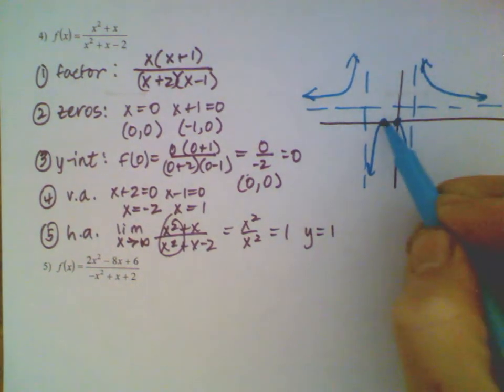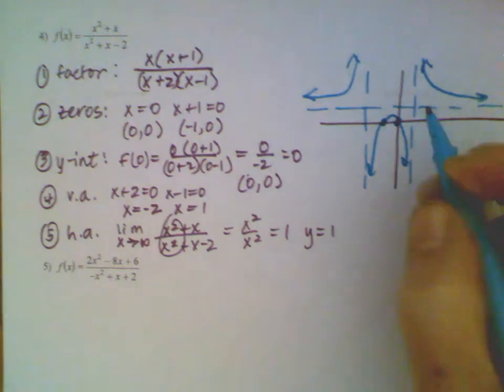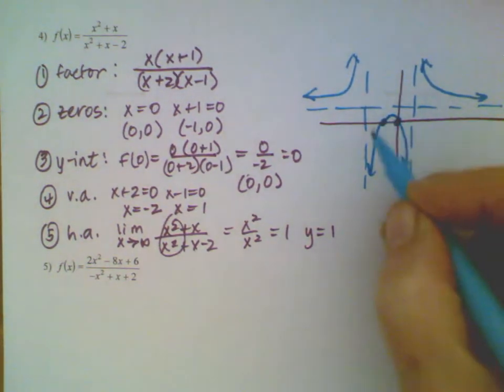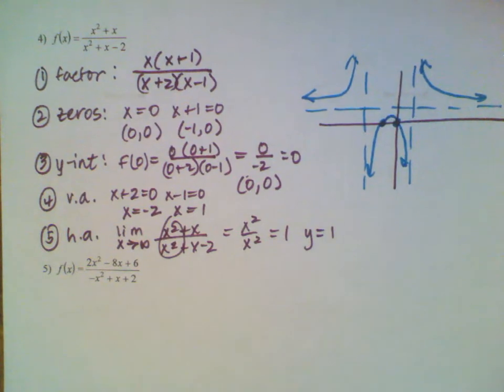And then my only last move that I have is to connect. Again, I don't know how high this goes up. Maybe it goes up and crosses through that horizontal asymptote, but these are just sketches and it doesn't really matter, so I'm just going to make it connect in my picture. And so there is my final graph on that one.